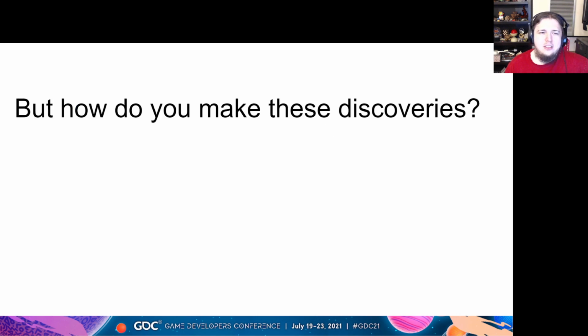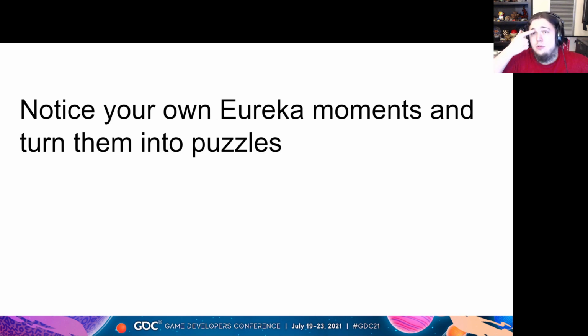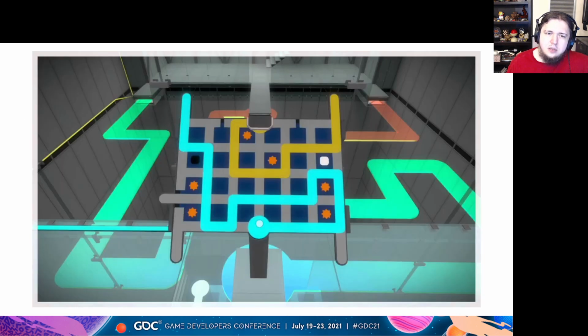But the question, again, is how do you make these discoveries? One thing is to notice your own eureka moments and turn them into puzzles. But another thing is to be actively searching for things that seem like there might be more there than you expect. Another example: Jonathan Blow was talking about this puzzle from The Witness, and somebody asked him, how did you get it to work? And this particular puzzle is quite remarkable.